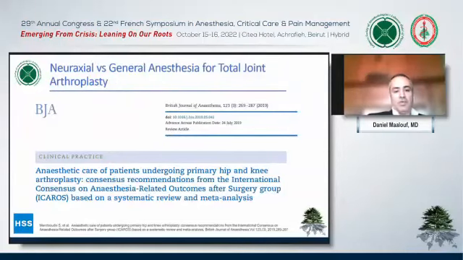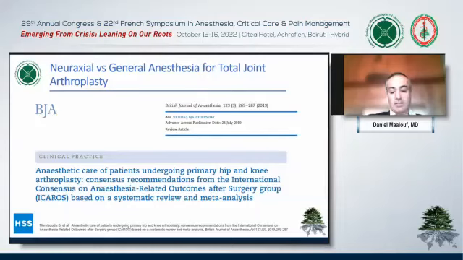So starting with the type of anesthesia that we do, there's always a debate in the United States about what is the ideal anesthetic for a joint replacement. And there are studies that support neuraxial blocks, neuraxial anesthesia, and there are studies that support general anesthesia. And a couple of years ago, this group led by Stavros Memtsoudis, who's a colleague of mine, and we worked together with a big group of experts.